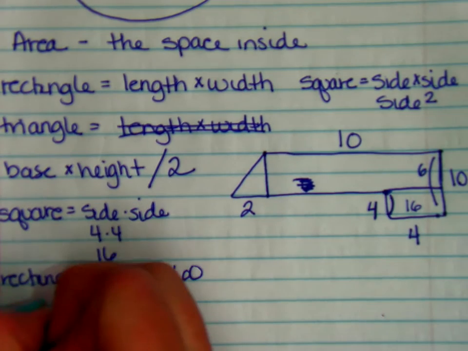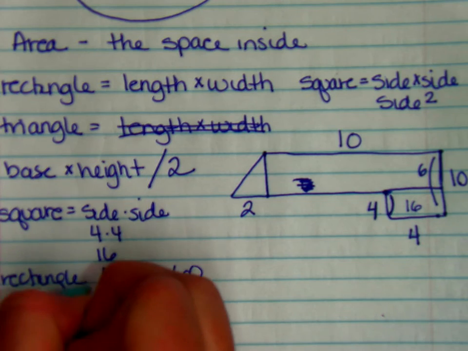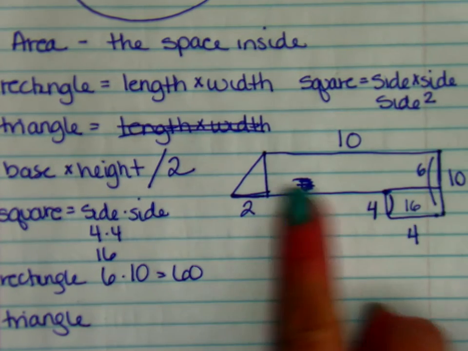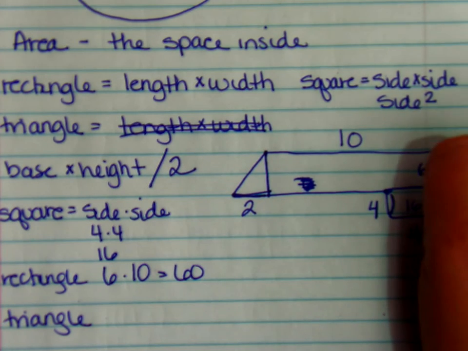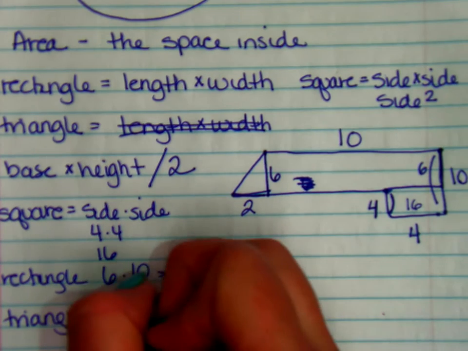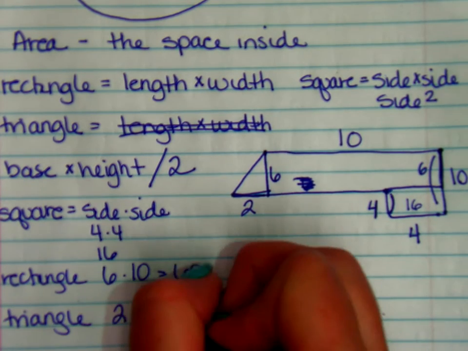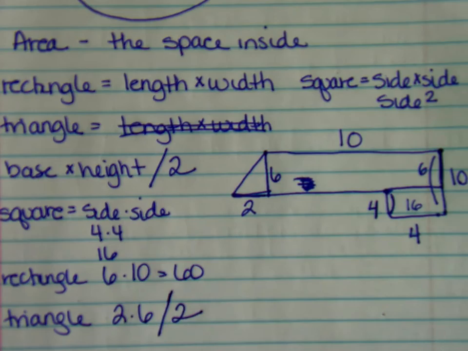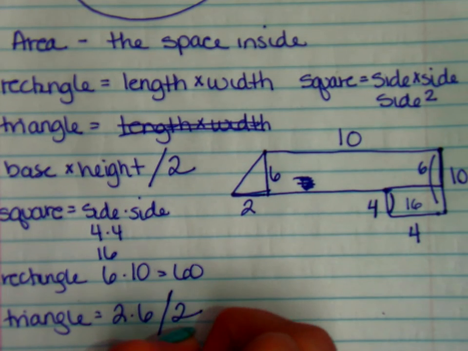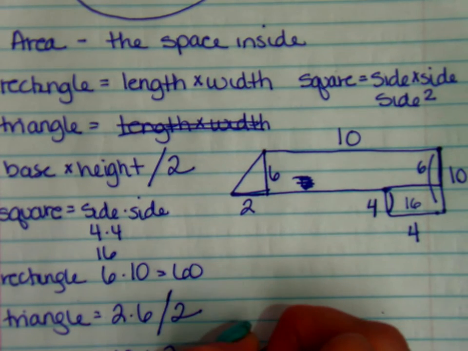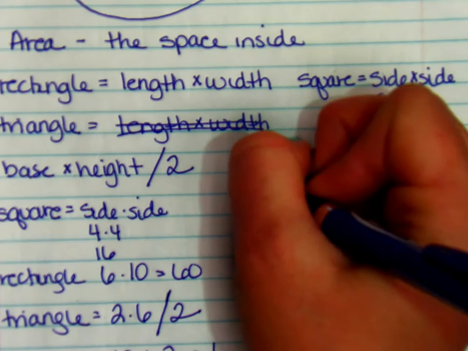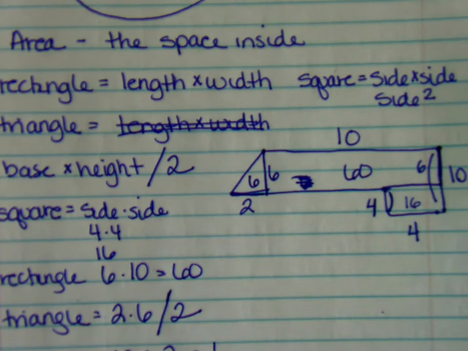And now I have a triangle. So my triangle, I have a 2 here. Well, I need to know my height. Well, look, here's 6. So that would be 6. So I have 2 times 6 divided by 2. Well, 2 times 6 is 12, divided by 2 equals 6. So this one is 60. This one is 6. All right, so now we start adding it up.